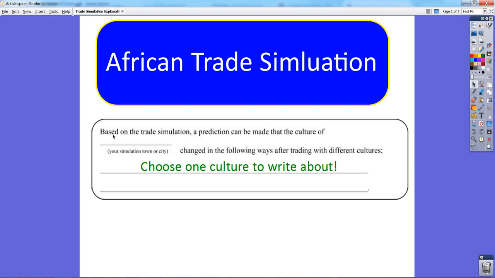So it starts off with, based on the trade simulation, a prediction can be made that the culture of, this is where you put in the name of your city. And then, how did your city change after trading with different cultures? You have to choose one of the cultures to write about.